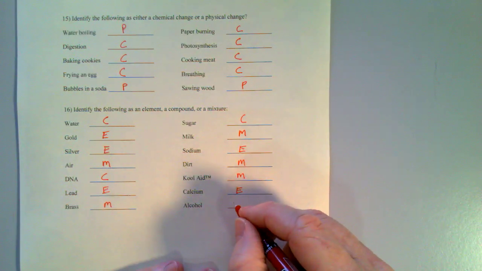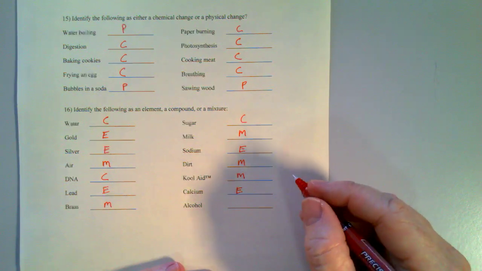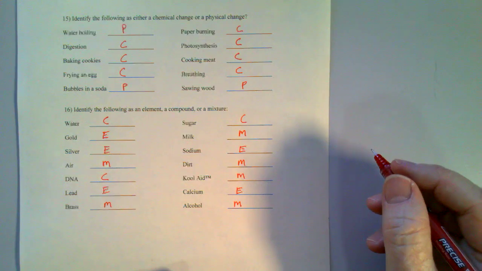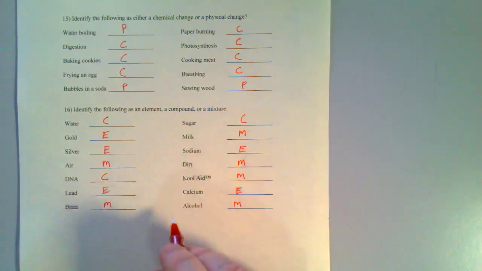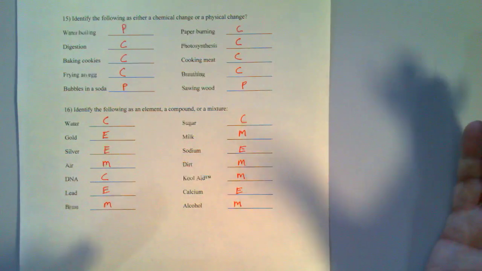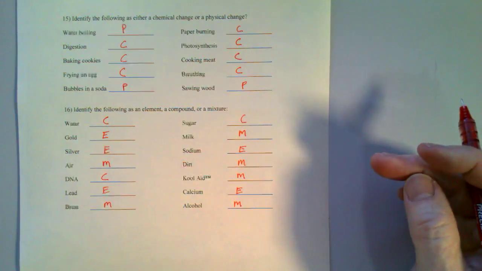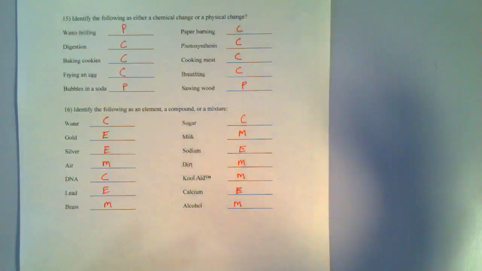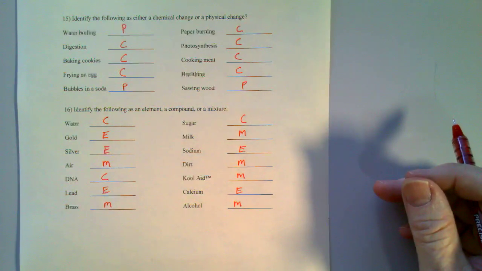Alcohol is, well, we call it a solution, so it's a mixture. There are specific alcohols that are compounds, but it's just the general term, like alcohol for rubbing alcohol is a mixture of isopropanol and water, and since it's uniform, we call it a solution.